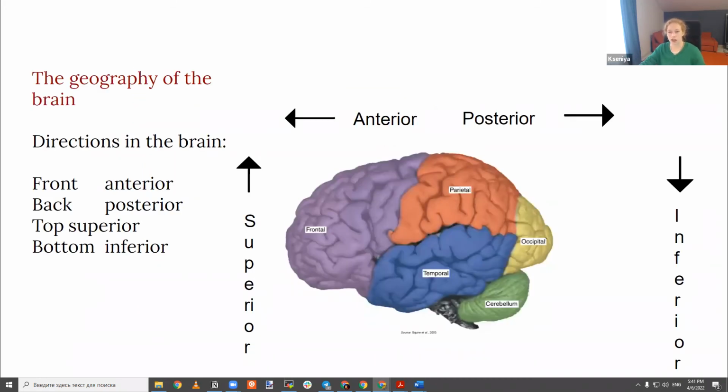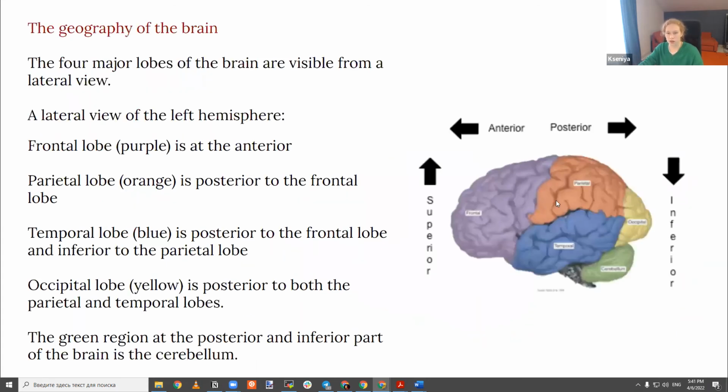And now let's move on to the geography of the brain. There are some directions of the brain: anterior or front, posterior or back, superior or top, and inferior or bottom. So we usually use the Latin words here. And the 4 major lobes of the brain are visible from a lateral view.